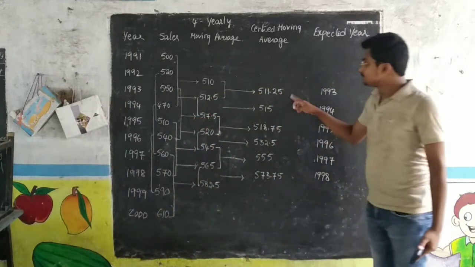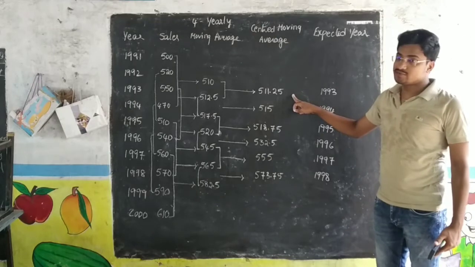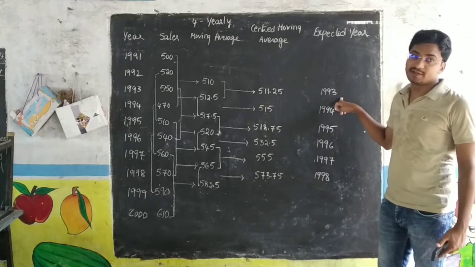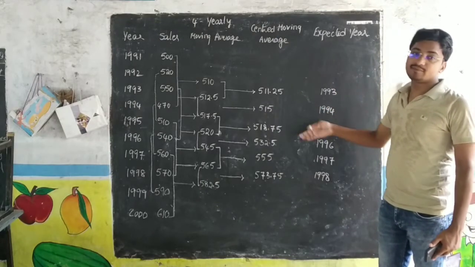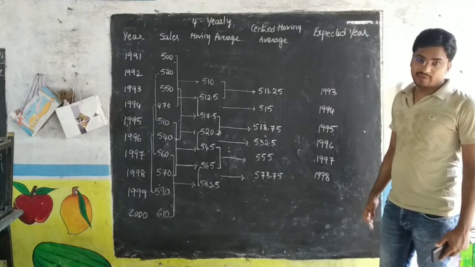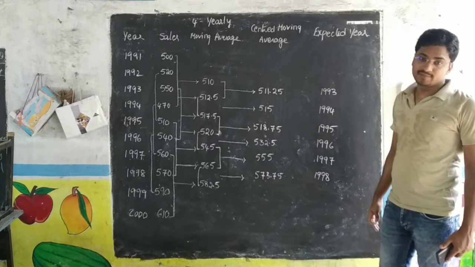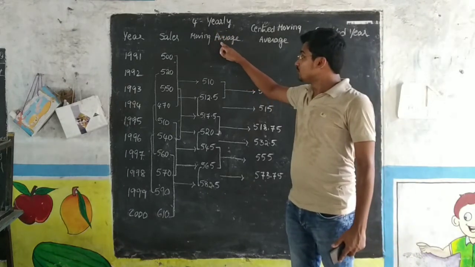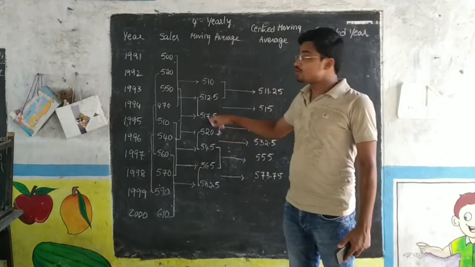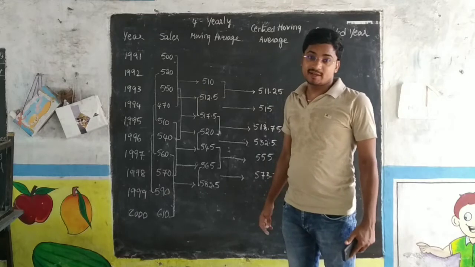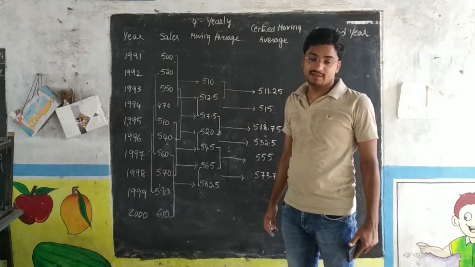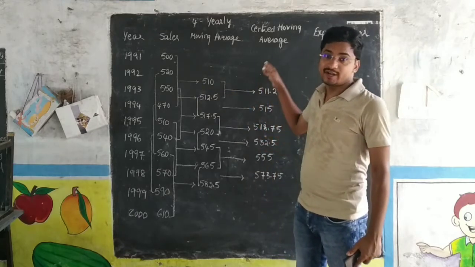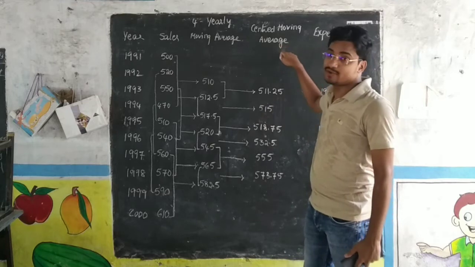Now, the centered moving average value coincides with a particular year. This is the important column in even yearly moving average, not in odd yearly moving average. Because in even yearly moving average, moving average values don't coincide with the particular year. In that case, we have to find an extra column, that is centered moving average.